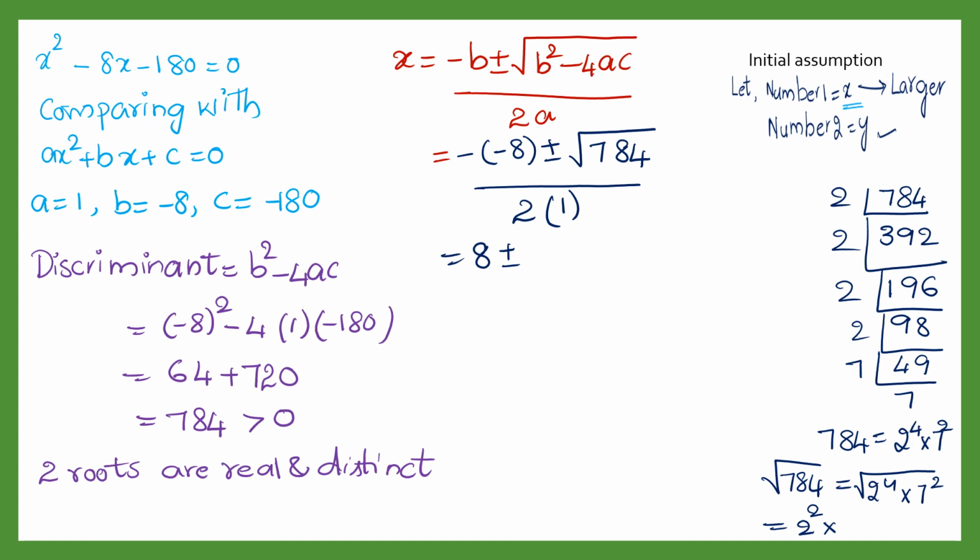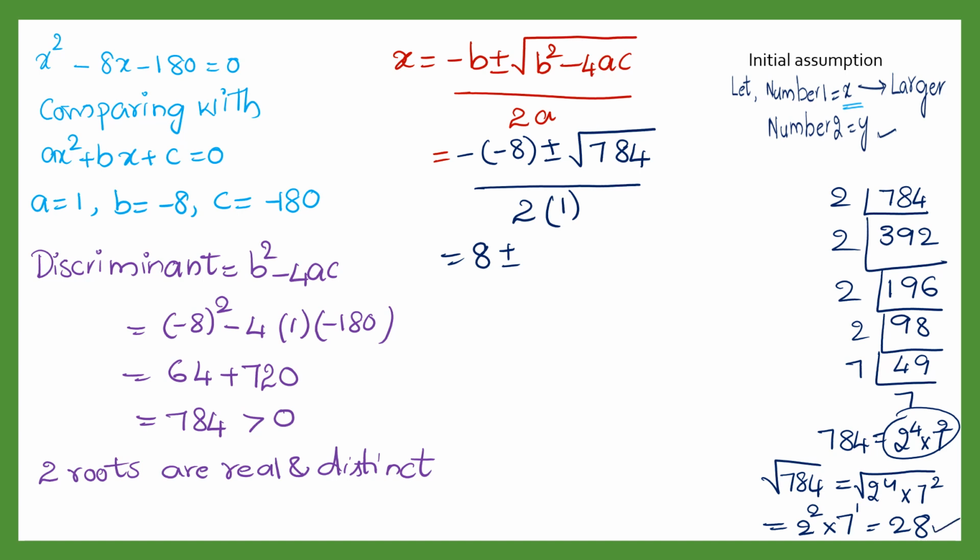Root of 7 square means 7 power 1. So 2 square means 4. 4 into 7 is 28. So if you don't know the root directly, do the prime factorization. You will get the value like this: 2 power 4 into 7 square. You can get prime by prime factorization, you can write the number as a product of prime numbers. After that, you can find the square root easily like this.